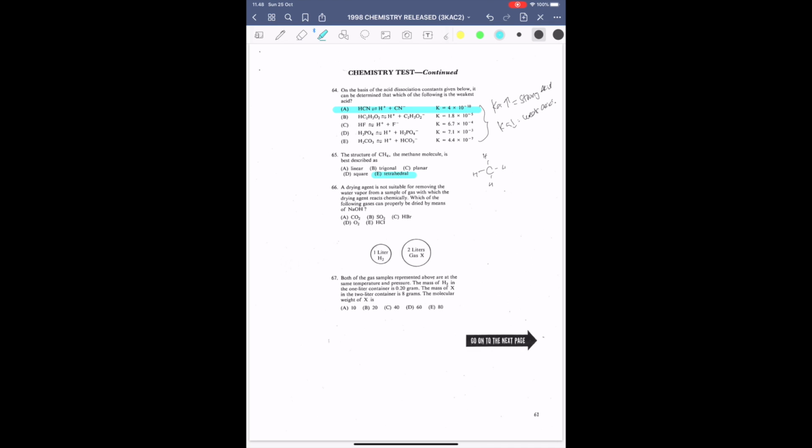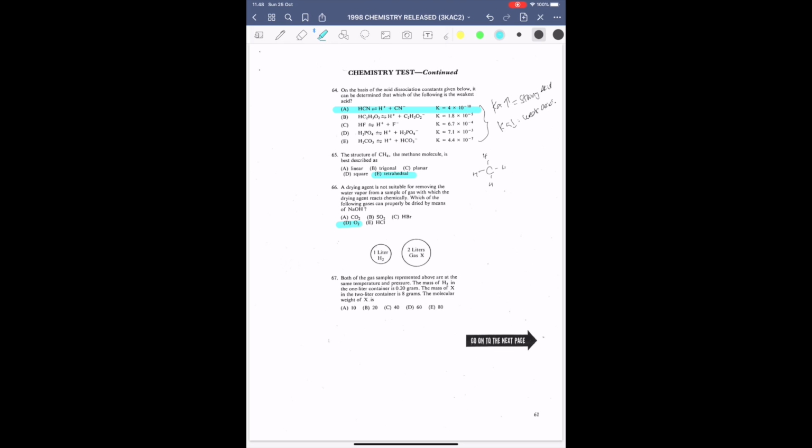66. A drying agent is not suitable for removing the water vapor from a sample of gas. The answer choice is O2, because oxygen can be dried by NaOH. And again, this is another thing that you just know.